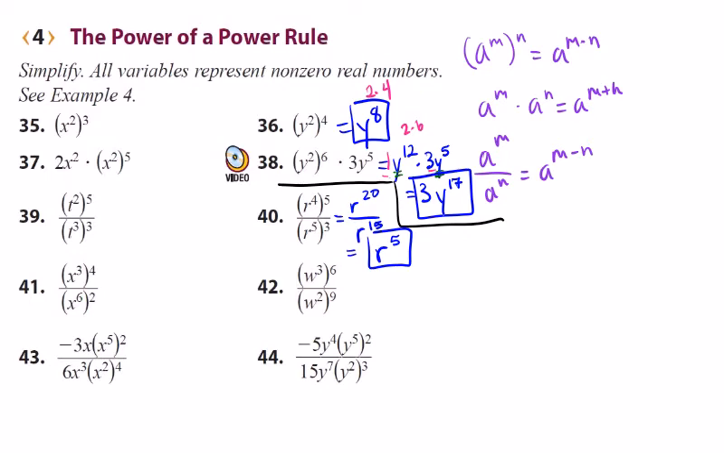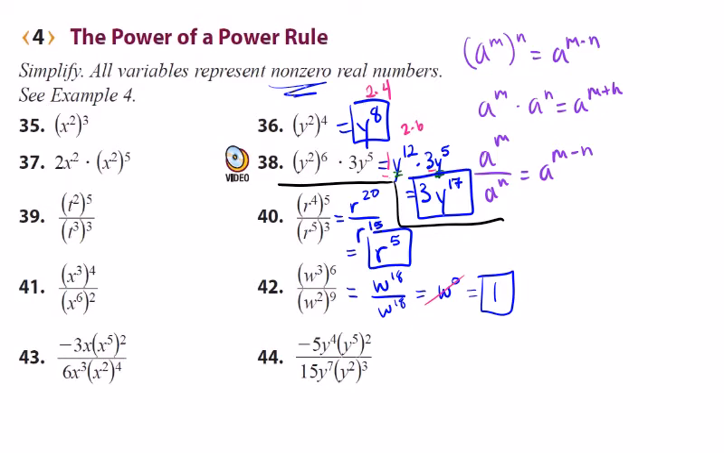All right, 42 is similar. On top, 3 times 6 is 18, so we get w to the 18th. On bottom, 2 times 9 is 18. Now here we have w to the 18th over w to the 18th, which is w to the 0, and anything to the 0 power equals 1, right? Or remember, anything divided by itself is 1, as long as these are non-zero values.